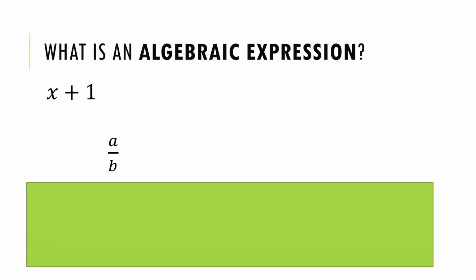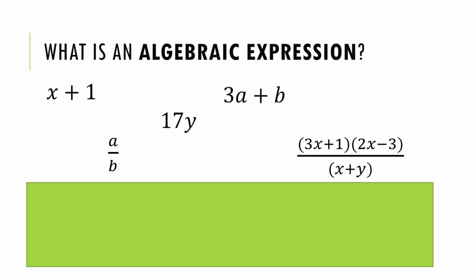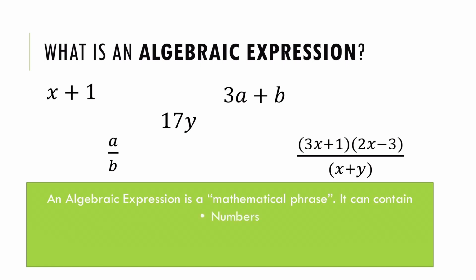x plus 1, a over b, 17y, 3a plus b, and 3x plus 1 times 2x minus 3 all over x plus y are all different algebraic expressions. An algebraic expression is just a mathematical phrase. It can contain numbers, variables, which are the letters, and operators like add, subtract, multiply, and divide.